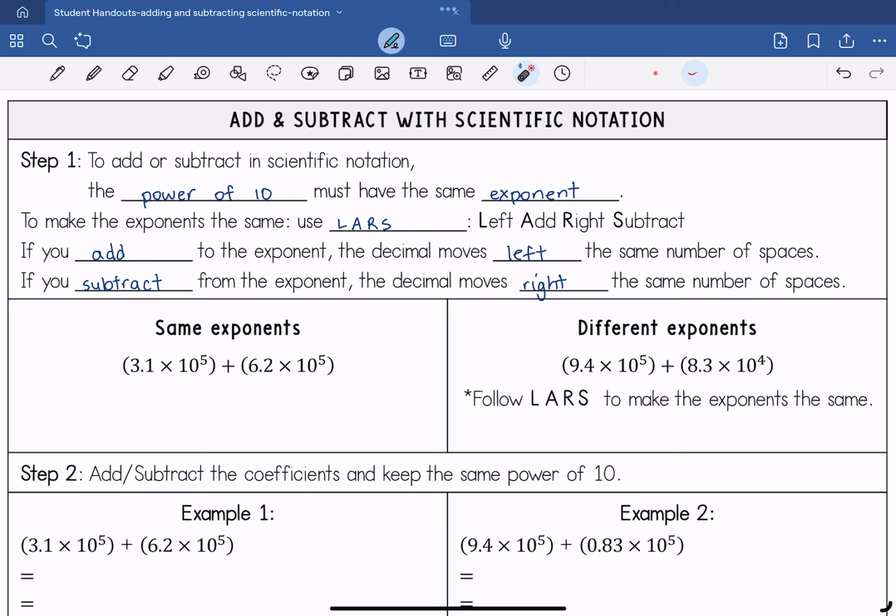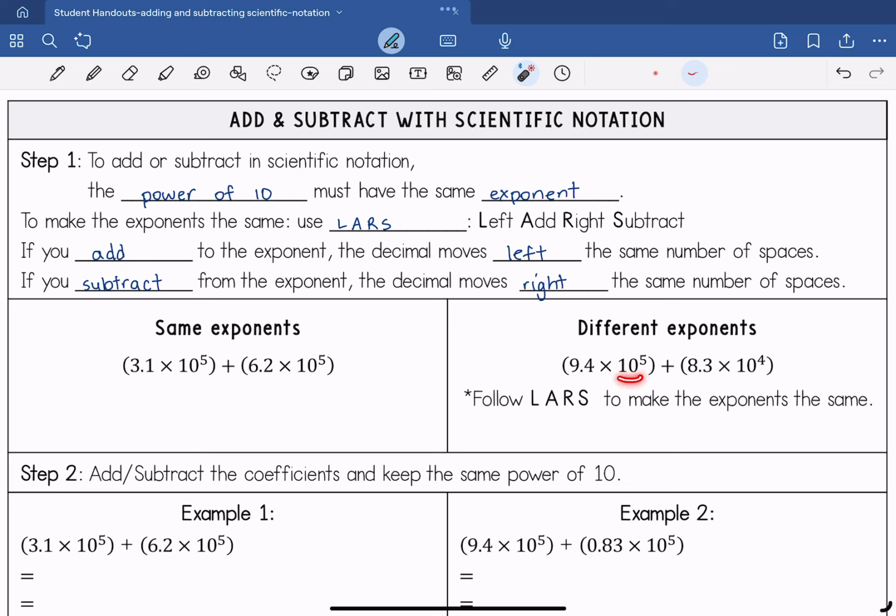Let's apply that so you can see an example. In the first one here, the exponents are the same, so you don't need to use LARS or do anything to it: 3.1 times 10 to the power of 5 plus 6.2 times 10 to the power of 5. You could go directly to step 2. But let's look at what we need to do if the exponents are different.